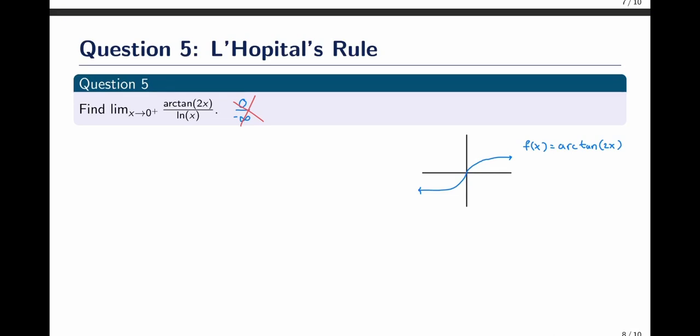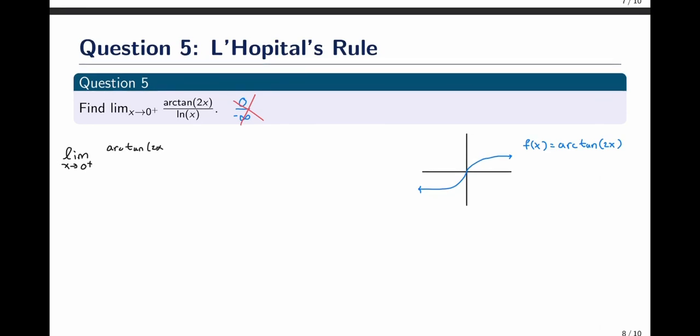So how can we solve this limit then if we can't apply L'Hopital's rule? Let's go back and use an idea that we did in the first video. What we're going to do is take this limit as x approaches 0 from the right-hand side of arctan 2x over natural log of x, and break it up into the product of two limits and see what happens. We did this in one of the example problems in the first video because it made it a little bit easier for us to apply L'Hopital's rule to whatever was left over.